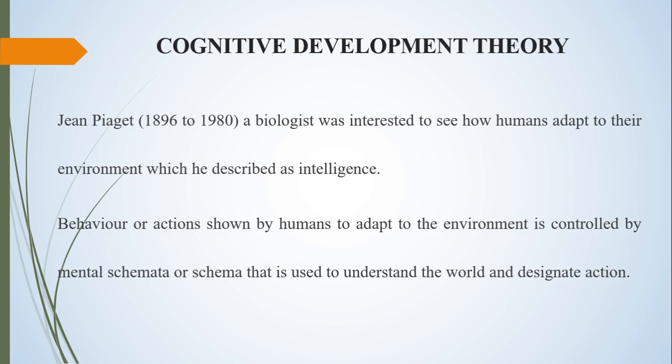So let's talk about the cognitive development theory. According to Jean Piaget, he was a biologist interested to see how humans adapt to their environment, which he described as intelligence. Behavior or action shown by humans to adapt to the environment is controlled by mental schemata or schema, that is used to understand the world and designate action.